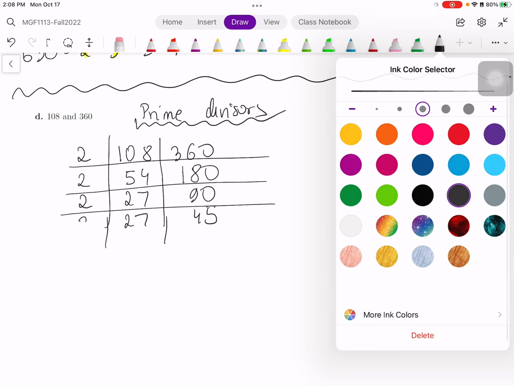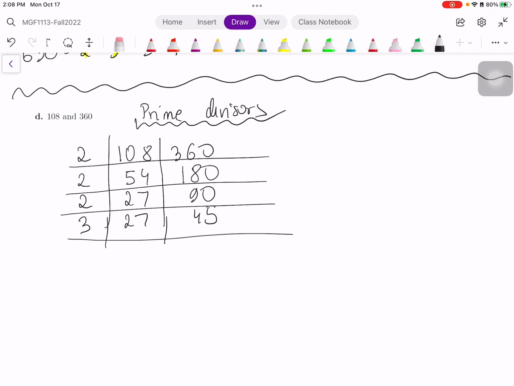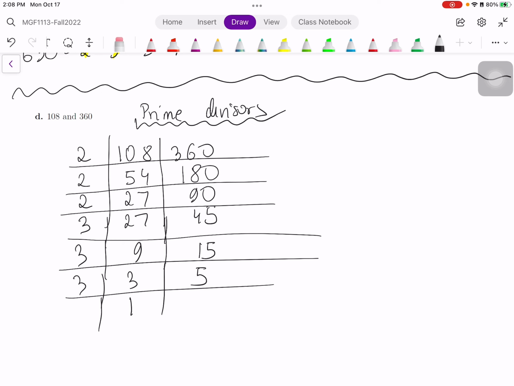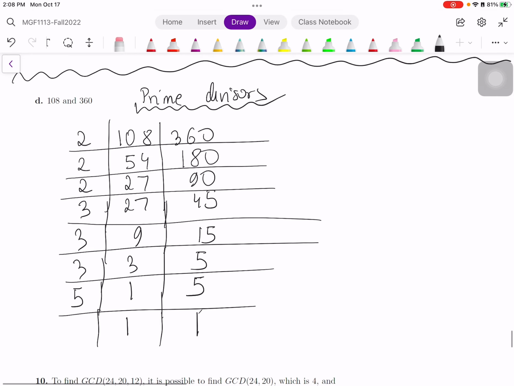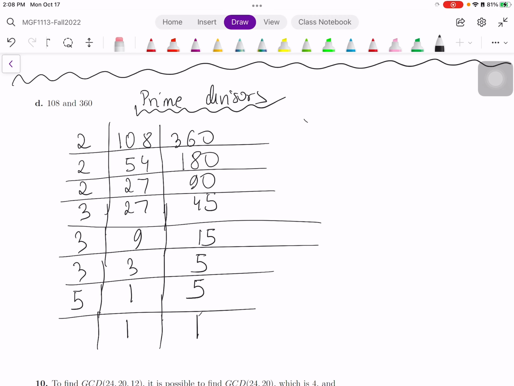Next prime number in line is 3, and it does divide 27. So you use it. That's 9. And 45 divided by 3 will be 15. You still can divide by 3. That's going to give you 3 here and 5. You still can divide by 3, at least one of them. And 5 is not divisible by 3, so it will remain the same. Next prime number in line is 5. 1 is not divisible by 5, it stays the same, but 5 is divisible by 5, it will be 1. Once you end up with both 1s, you get your least common multiple.